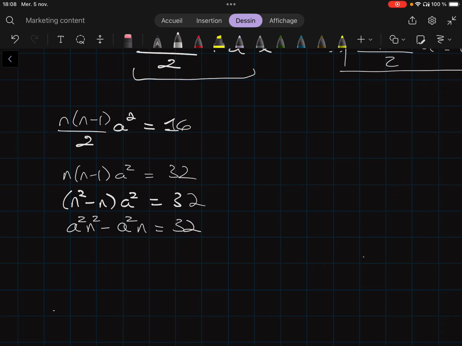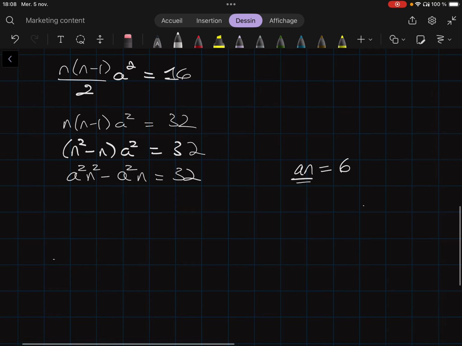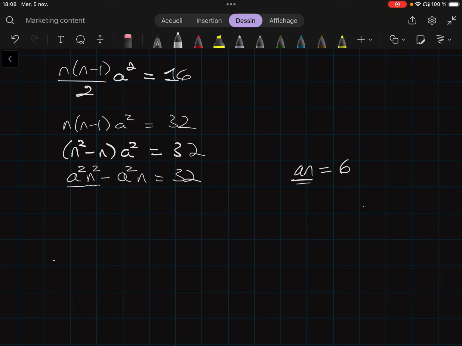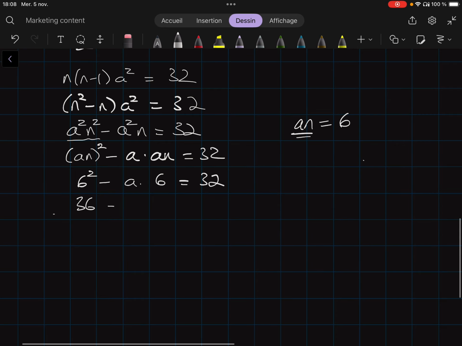We're given that a times n is equal to 6. So we want to make a times n appear as much as possible. A squared, n squared. This is an squared. A squared times n. We can split up the a squared into a times a, so that we get the an together. An is equal to 6. From here, we can solve for a readily.